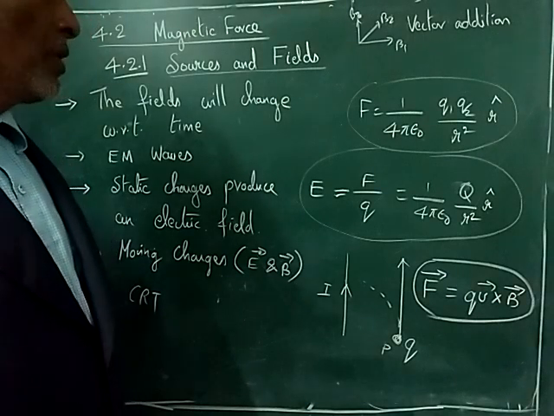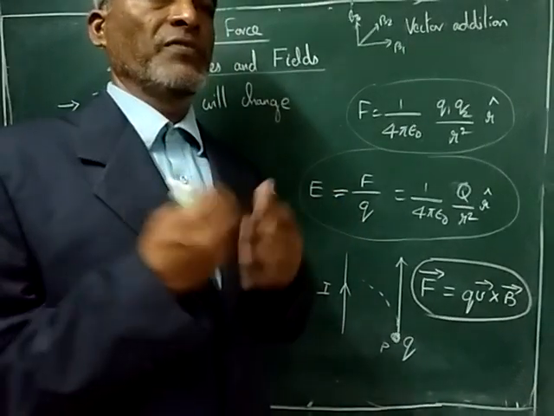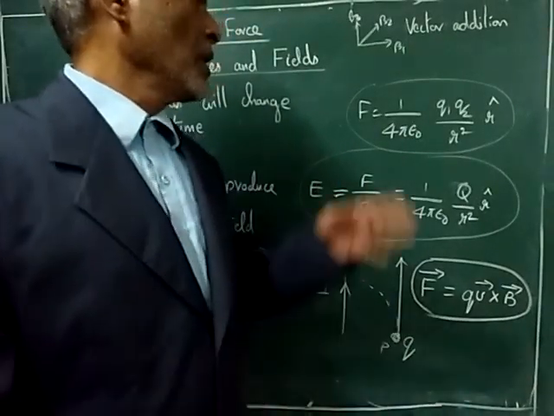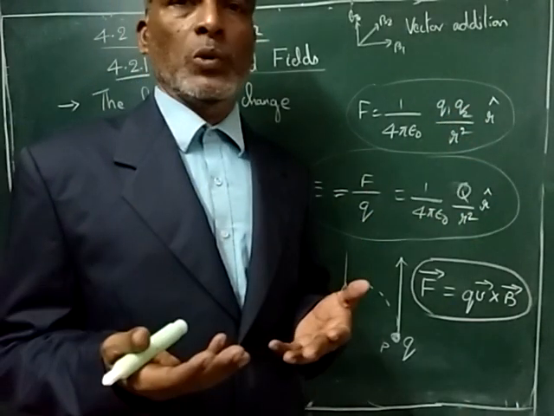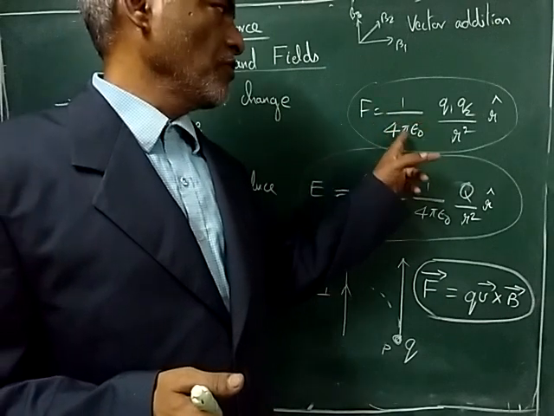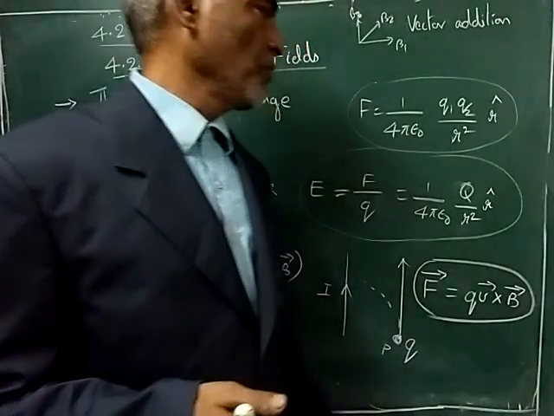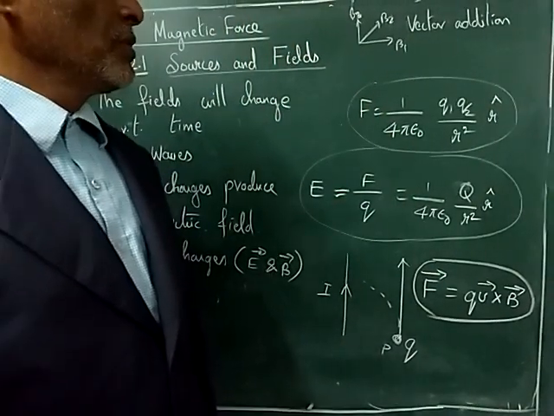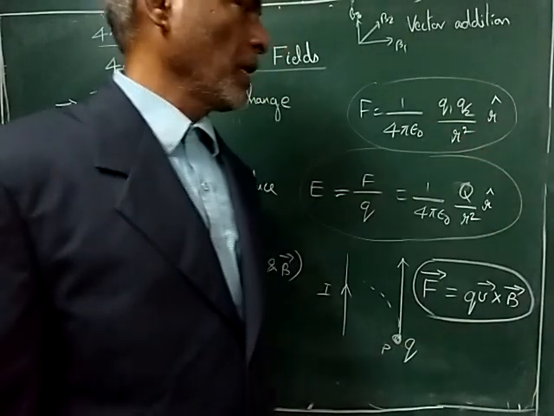First we know Coulomb's law. If you have two charges, the force of attraction or repulsion is directly proportional to Q1 and Q2 and inversely proportional to the distance squared. So we know that. The constant of proportionality is 1 by 4 pi epsilon naught, with r cap, the unit vector. So we know the force is the product of charges divided by distance squared.